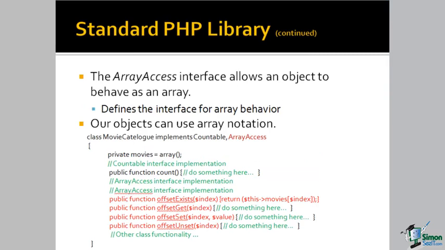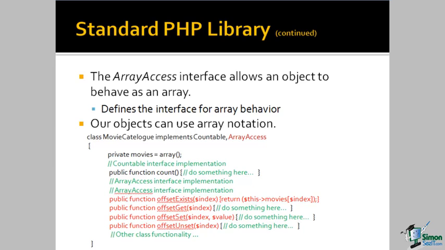There are other interesting interfaces, such as the array access interface. We can implement the array access interface to make our object have the same behavior as an array. So in our example, again, we're using the movie catalog class. This class is already implementing the Countable Interface, but this demonstrates how we can implement multiple interfaces simply by separating their names by commas. So we're implementing the Countable and the array access interfaces.